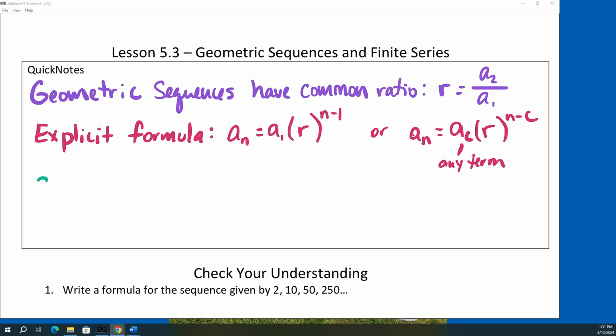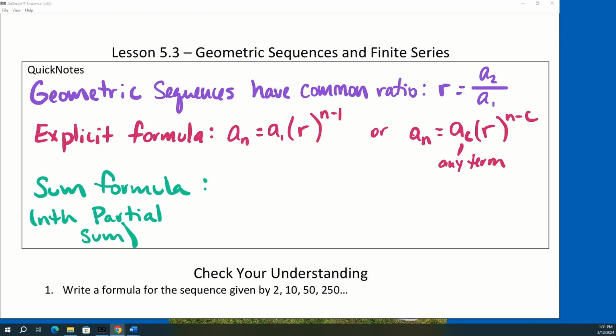All right, and then the sum formula. This is also called the nth partial sum. Sometimes you see that instead. All right, so that's the one we just came up with on the other side where it's S sub n. So anytime you see the S, it means the sum. It's going to be a fraction. In the numerator, it's going to be a sub 1 times 1 minus r to the n. In the denominator, it's just going to be 1 minus r.